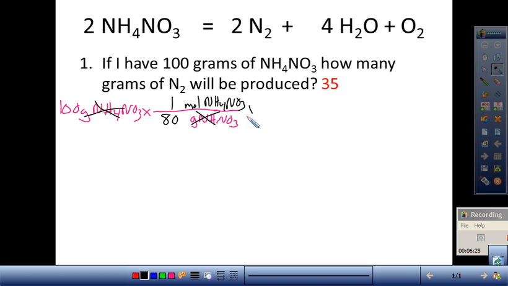Alright, I don't want moles of this stuff, so I got to keep going. So my units here, I carry down.